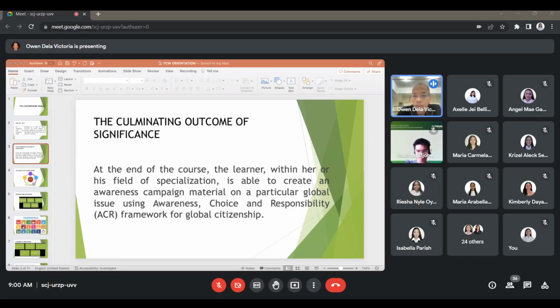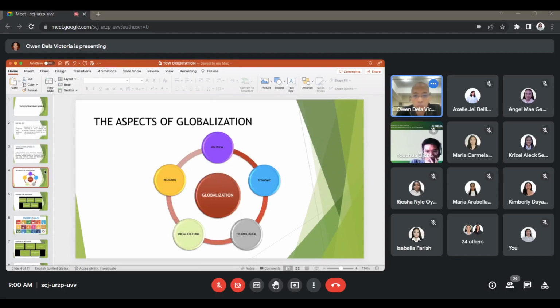Now, so that is the final requirement. We call it the culminating outcome of significance. It has a long name because of the OBE class. But if we simplify, it is a final requirement, a final deliverable. Okay. Now, what are the concepts, the topics that we will be talking about?